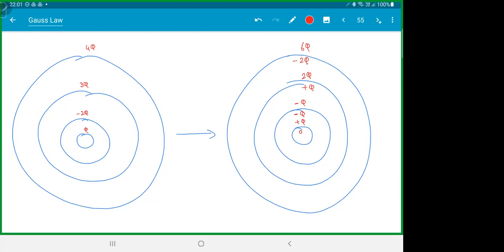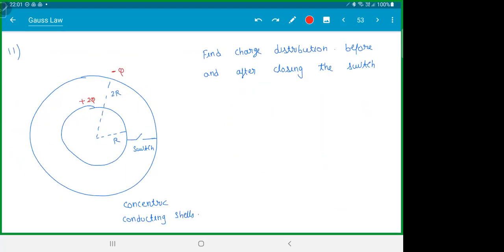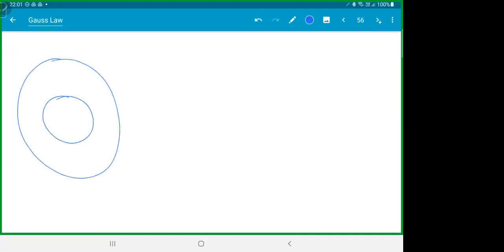Now, the question has not been done yet. The second part of the question is, what if I close the switch? All shells are conductors. Only for conductors will charge distribute, Danya. If it is not a conductor, charges won't move, in insulators. Though, all are conducting shells. Okay? Now, when you close the switch, what happens? Tell me one thing: if you connect two conductors with a switch, with a wire, what will happen? The potential becomes the same.